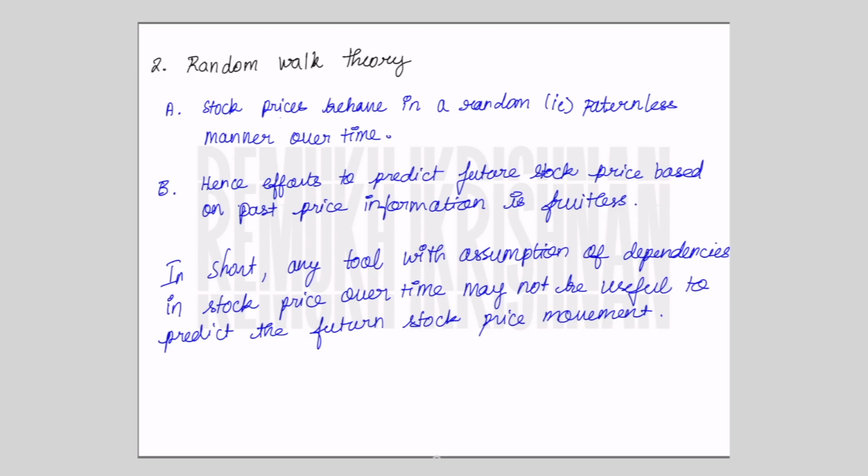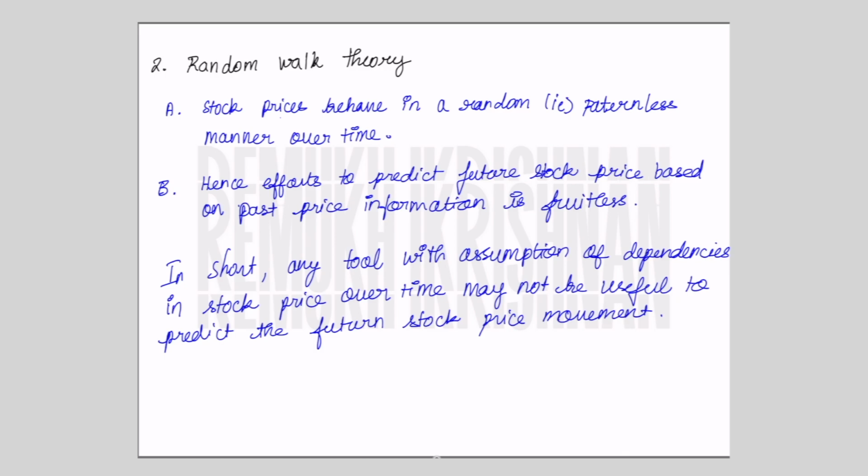Let us move on to the second theory of today's video, which is the random walk theory. As the name suggests, we don't have any solid information with us and the information is random. So how is it going to work? Stock prices behave in a random and patternless manner over time. The random walk theory says that the stock price behaves in a random manner and there is no pattern in it. So whatever efforts we put in to find out how the stock price is going to be in the future based upon past information are fruitless.